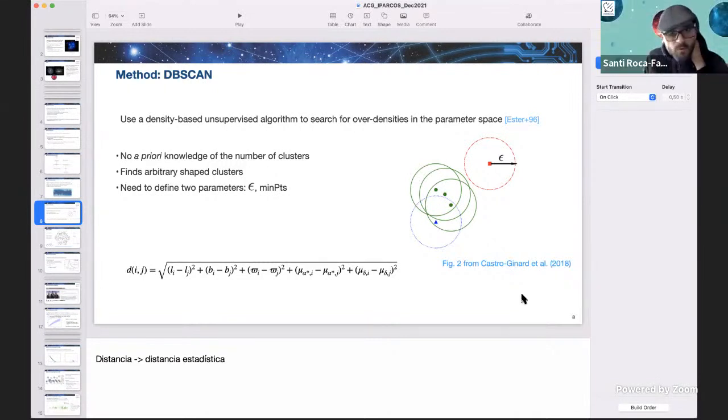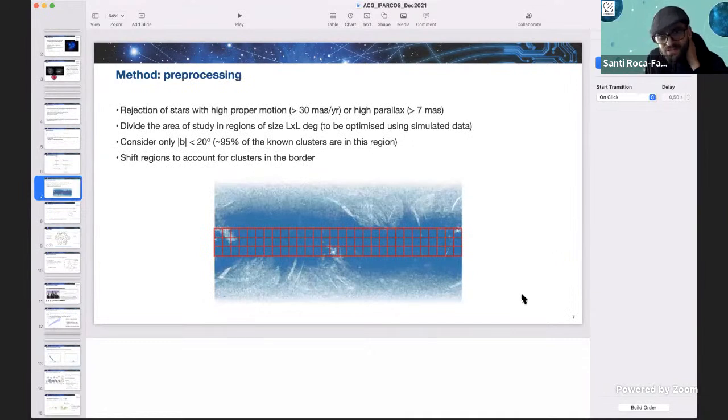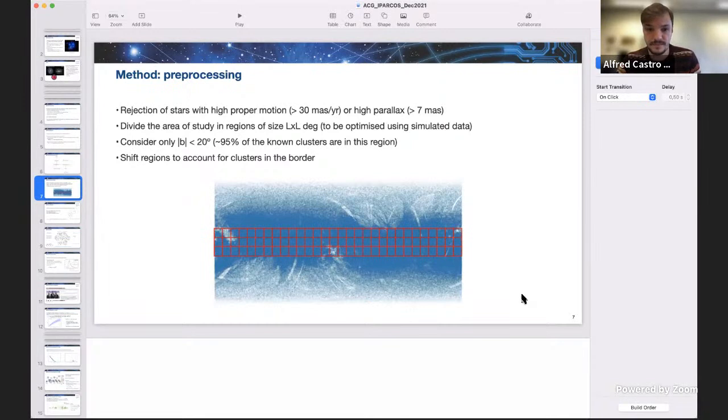Okay, it was more for the high proper motions. Maybe you can find something interesting coming from outside of the galaxy, because it has high proper motions. Maybe you can discover some hidden stream, or something like that. It was just an idea.